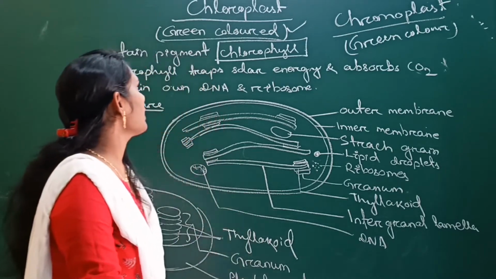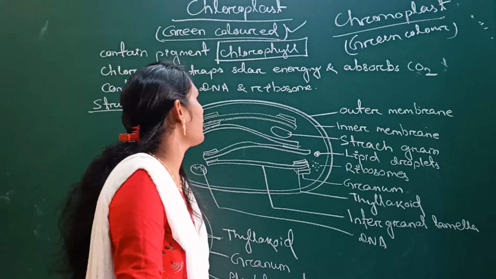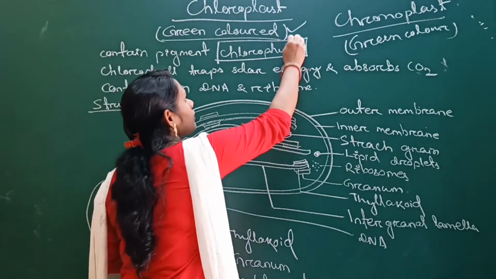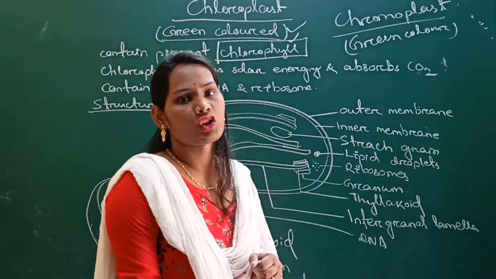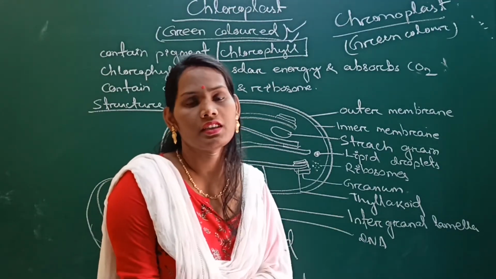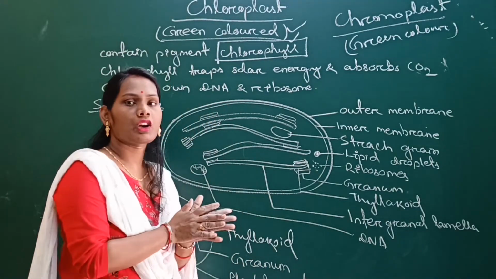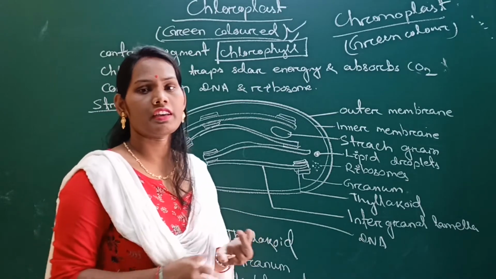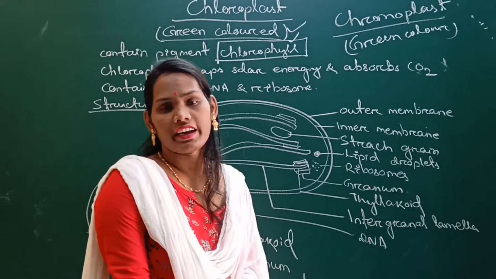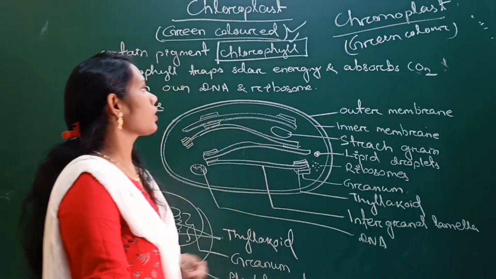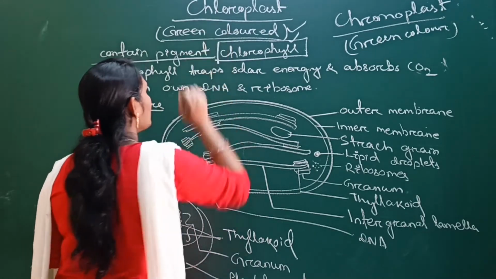The chloroplast is the green colored plastid. Why? This green color is provided by a pigment, the chlorophyll pigment. The chromoplast is also a colored plastid, but chromoplast cannot provide the green color to the plant. Why? The chromoplast does not contain chlorophyll pigment. It contains xanthophyll, carotene and anthocyanin pigments, but it does not contain chlorophyll pigment, which is the green color pigment present in chloroplast.